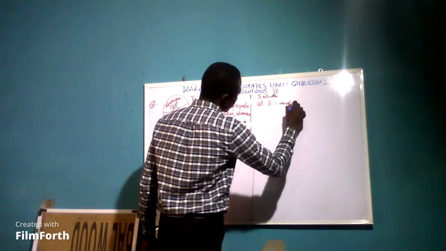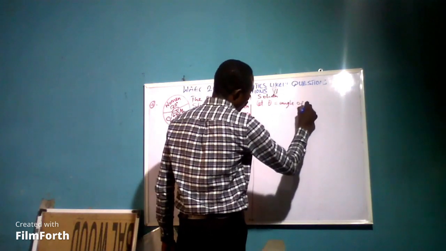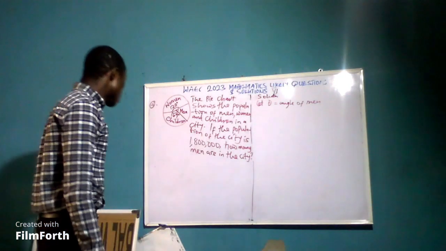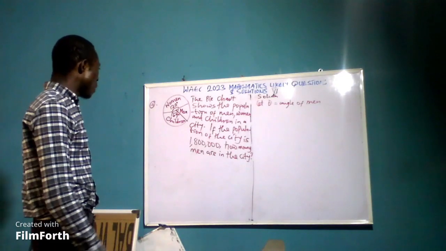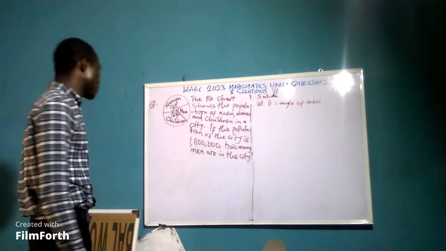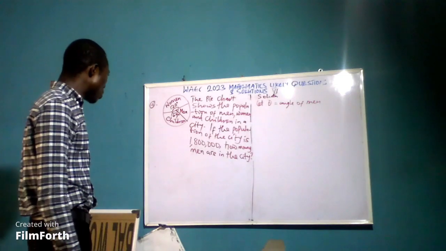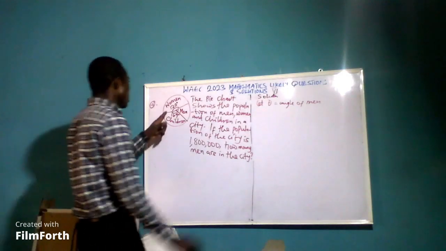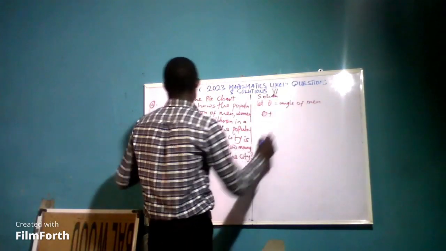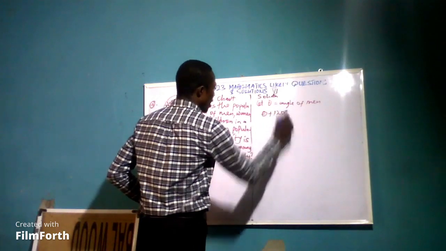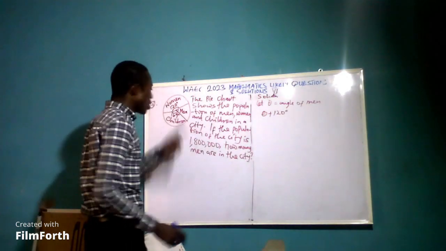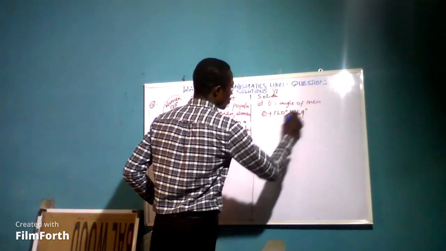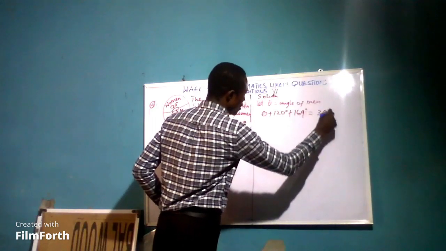So to get the angle of men, we have to take the sum of the angles surrounding a point. Don't forget the sum of the angles surrounding a point is equal to 360 degrees. So theta plus 120, as it is given in the question, plus 169 degrees is equal to 360 degrees.